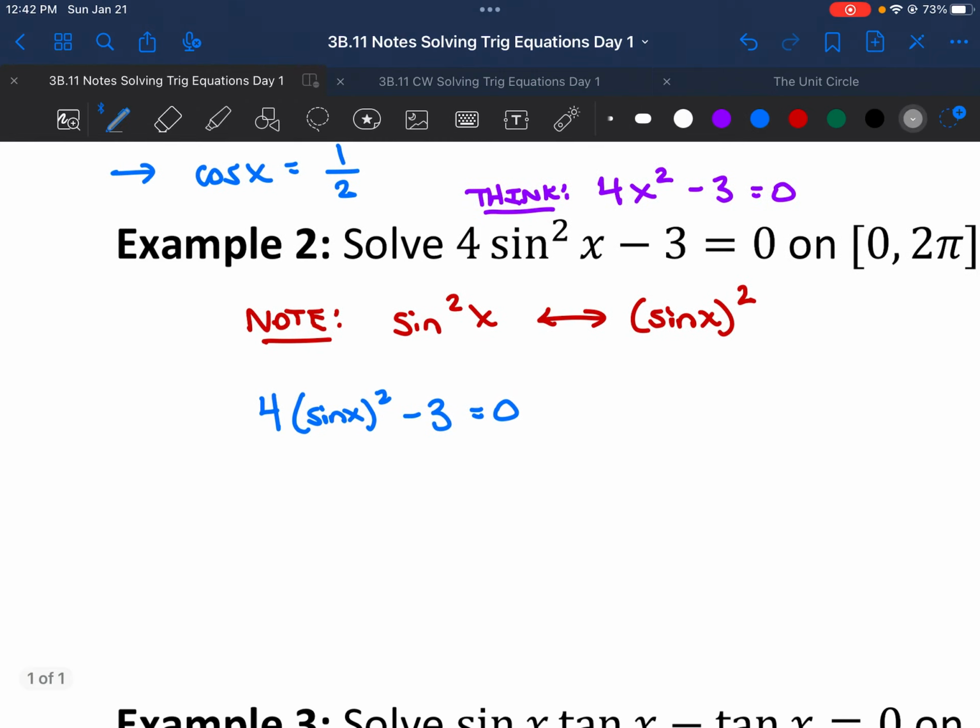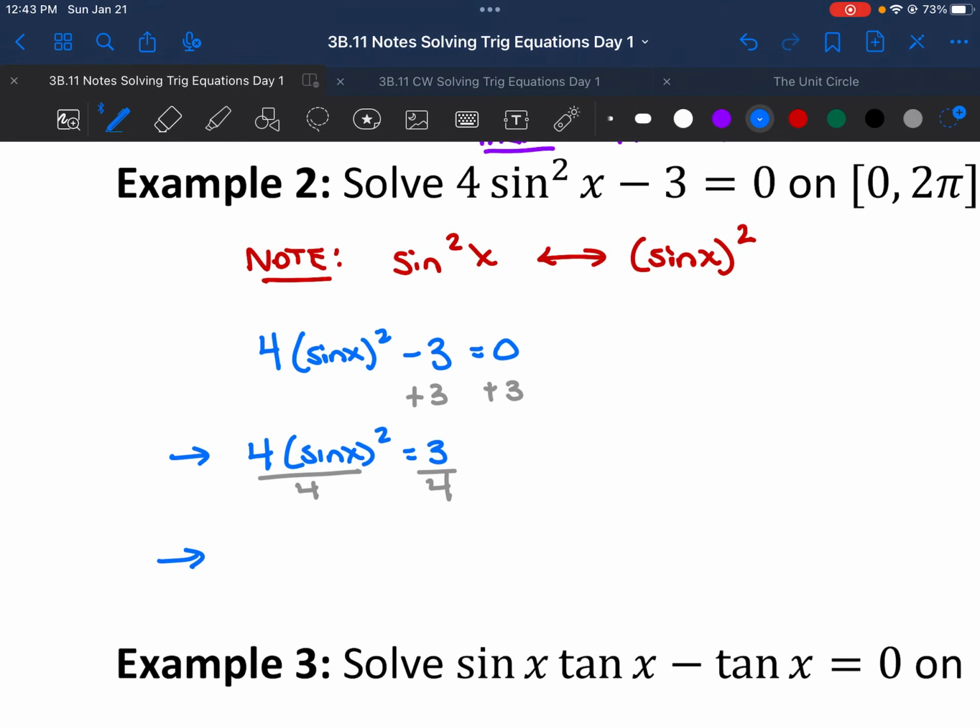Okay, let's start working on getting the sine of x isolated. So the first thing that we need to do is add 3 to both sides. Now we have 4 sine of x squared equals 3. Divide the 4 on both sides. Get the sine of x squared isolated. Sine of x squared equals 3/4.